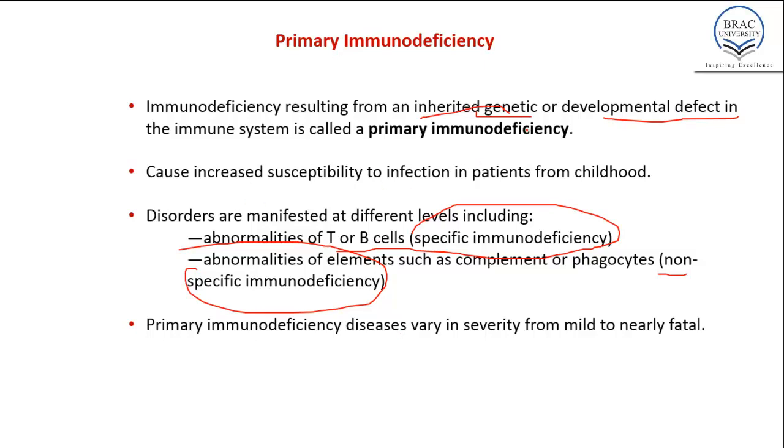So what is primary deficiency again? Primary deficiency is the immunodeficiency that results from inherited genetic or developmental defects in the immune system. So this is a genetic or developmental defect in the immune system.